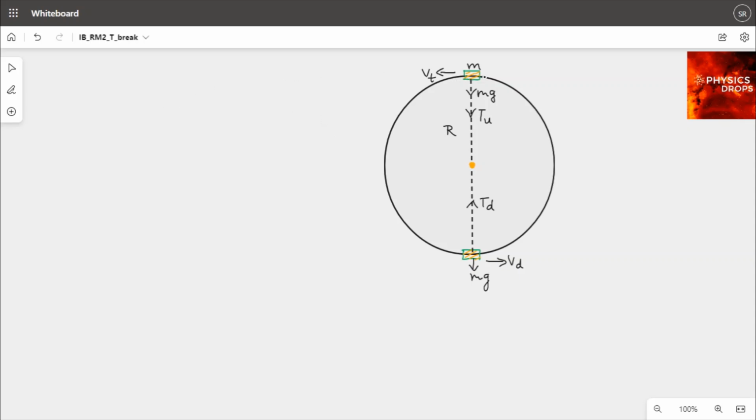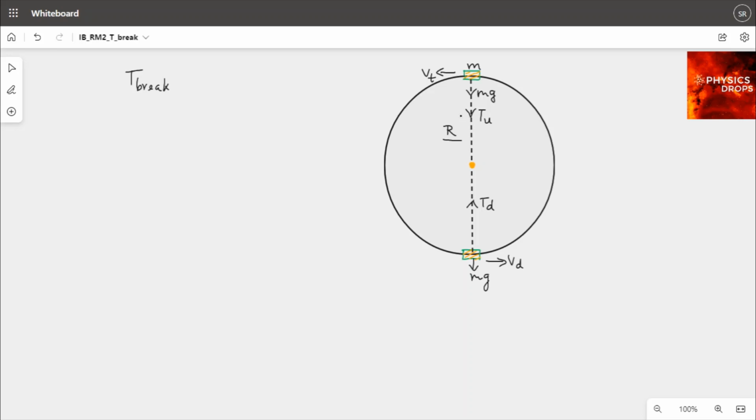Okay, so let's take a small object of mass m, shown here, shaded in yellow, which is going around in a vertical circular motion. The radius of the circle is capital R, and let's try and see if the string has a tension at which it breaks. Let's call the tension T break.